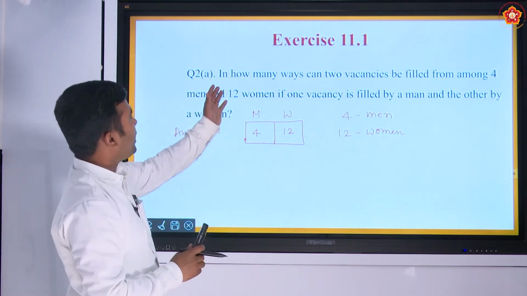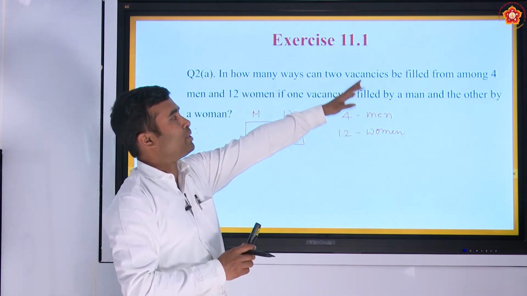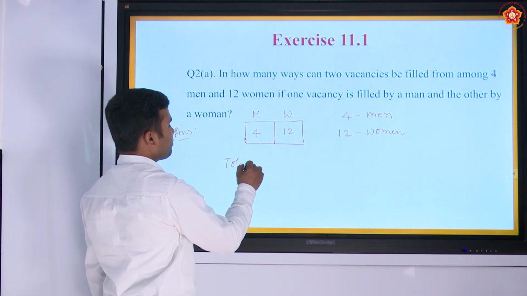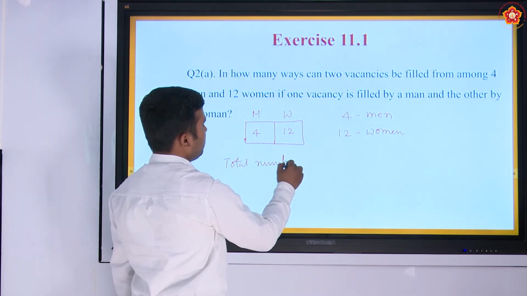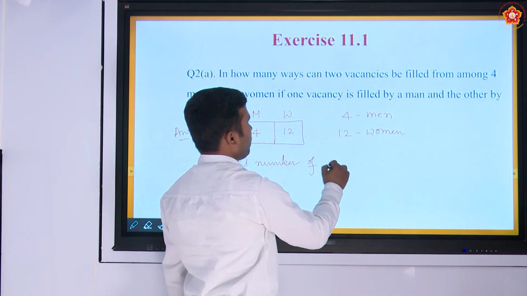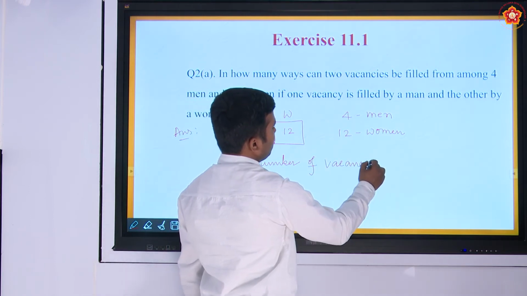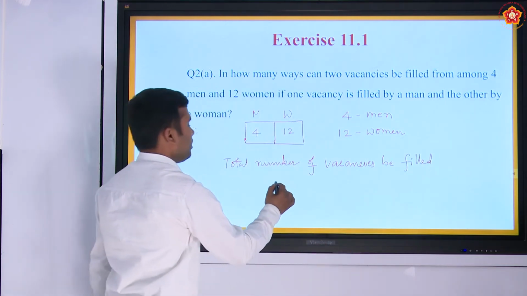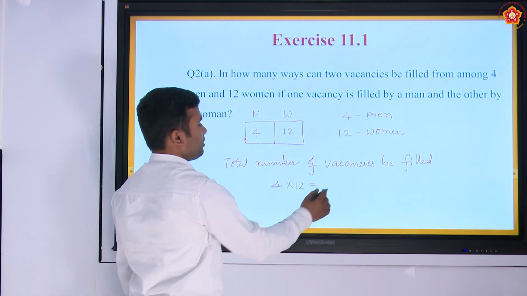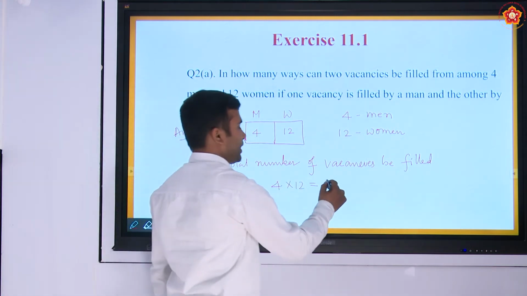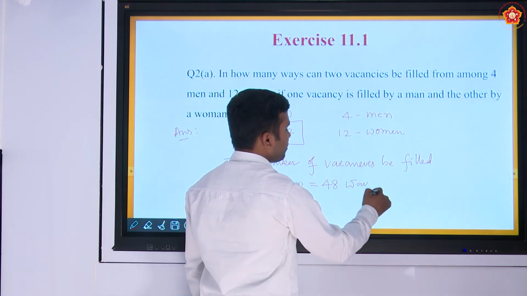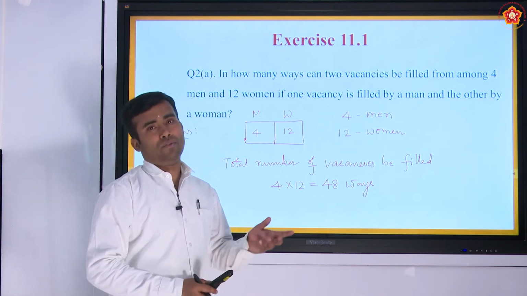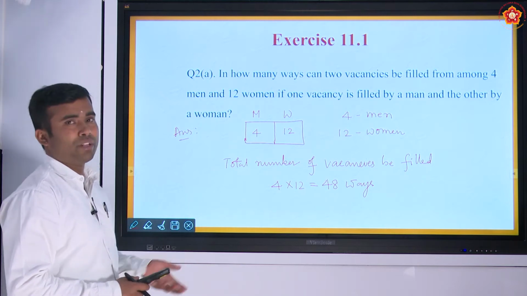Our question is, find in how many ways the 2 vacancies can be filled. There are 4 men and 12 women. So, 4 into 12 is 48. There are 48 ways we can choose a man and a woman, as men is 4 and women is 12. So, there are 48 ways we can fill the 2 vacancies.